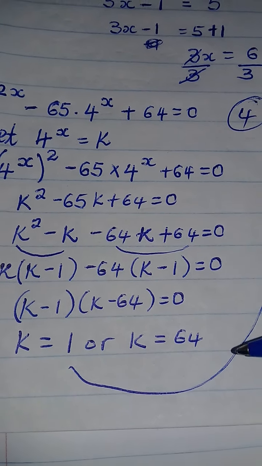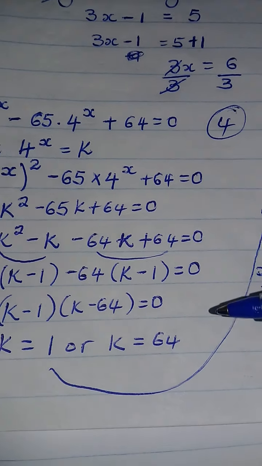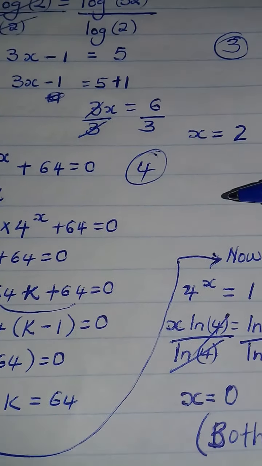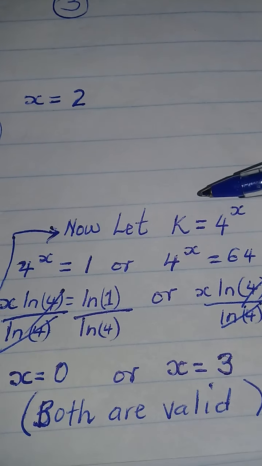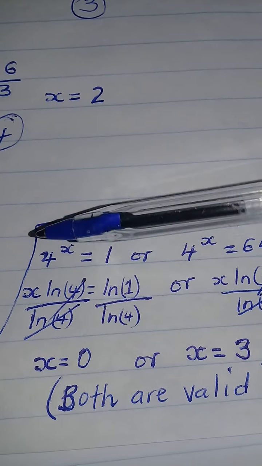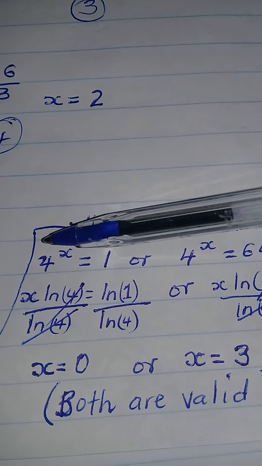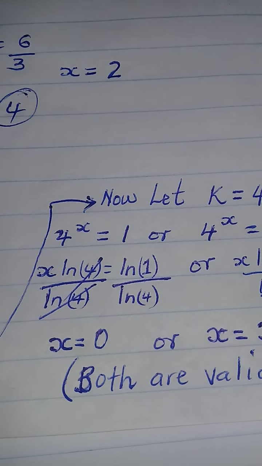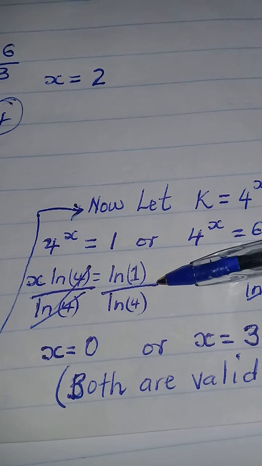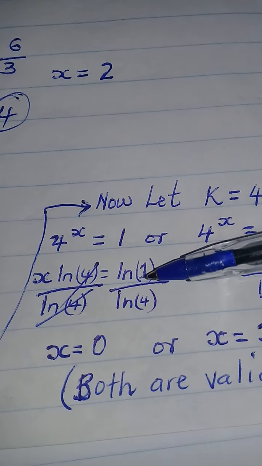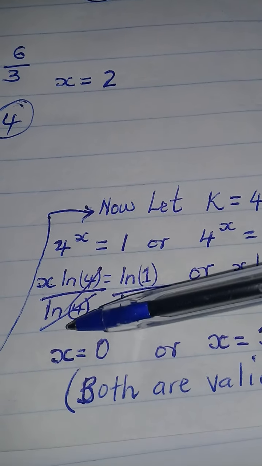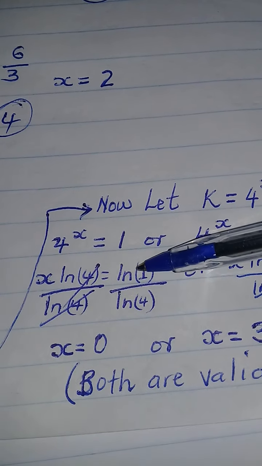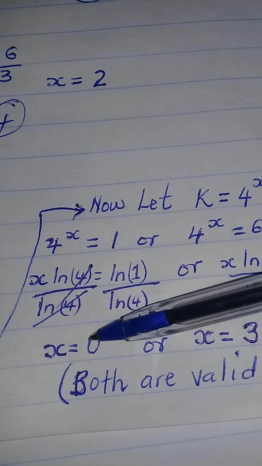But do not forget the condition that you made, that wherever you see 4 to the power x, it must be equal to k. Now you say, let k be equal to 4 to the power x. So that brings you to this stage. 4 to the power x is equal to 1, or 4 to the power x is equal to 64. Then from there, I used natural logs. You can use the normal logs. So you divide by ln 4 both sides here, and that gives you x is equal to 0. ln 1 divided by ln 4 gives you a 0.